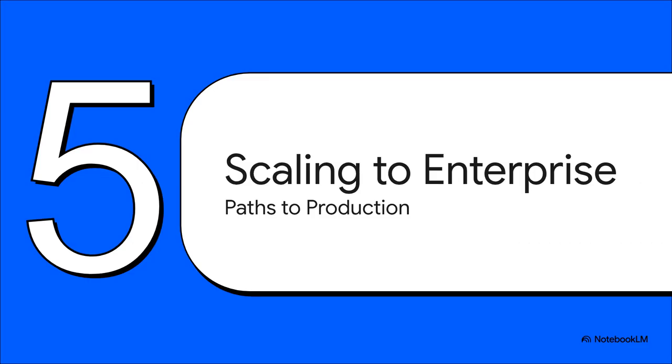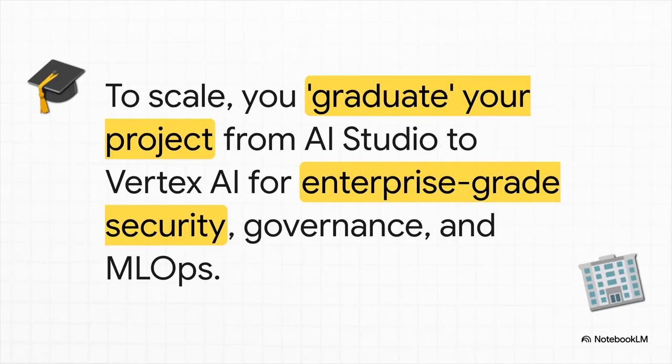Let's be real, a successful prototype is great, but it's pretty useless if you can't scale it up in a secure and reliable way. Both of these studios have a very clear path to becoming an enterprise-ready system, but those paths are completely different. So let's look at the first path. You've been in AI Studio, you've perfected your prompt. What now? Well, the next step is to graduate your project over to Vertex AI. That's Google's massive unified platform for machine learning, and it gives you all the security, governance, and control you need for a real production environment.